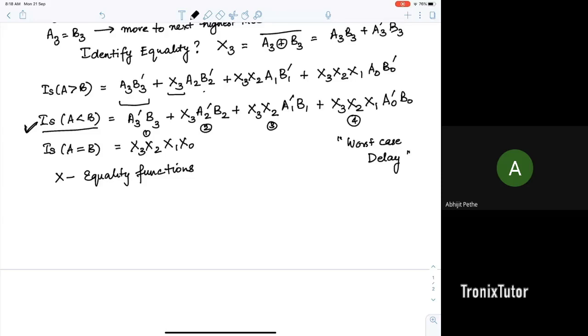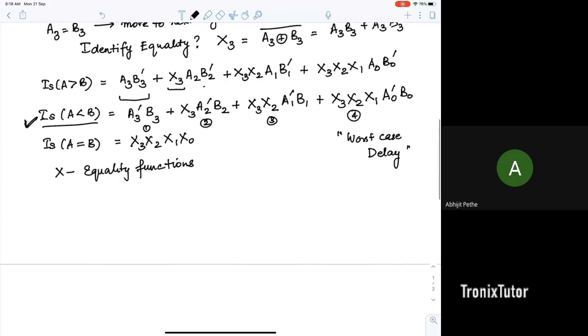Because this will also save you power. If you can make a decision with just one term, you can shut off this decision making immediately once you've made the decision, because then I don't care about the rest. For example, if A3 prime B3 is high, then I already know that this is true, and I don't need to wait for the rest. So I can shut off the power to this chip once I make the decision with A3 prime B3 and not worry about the rest of the terms.